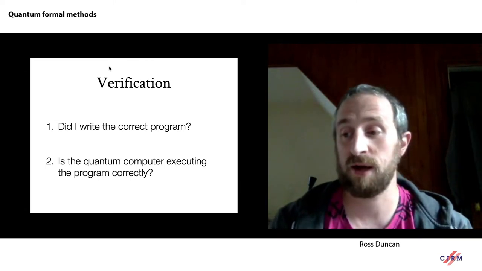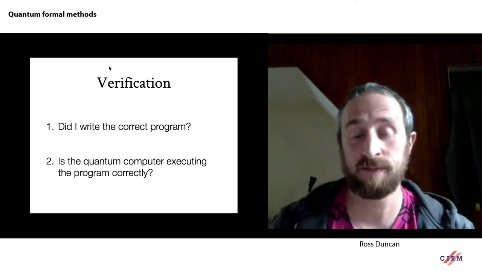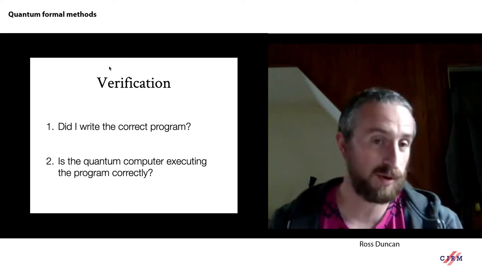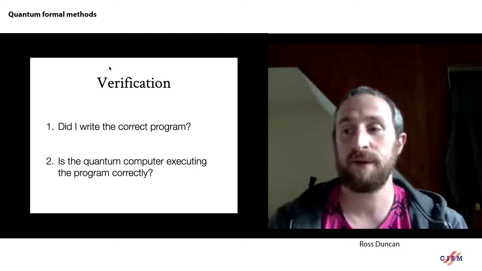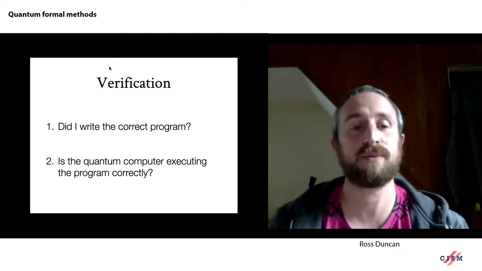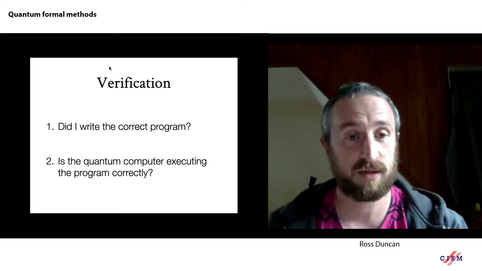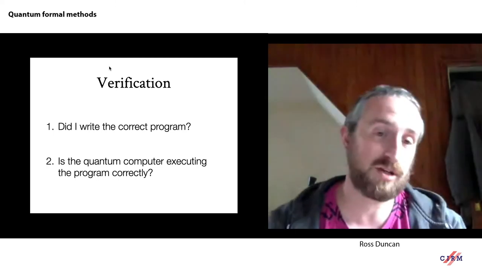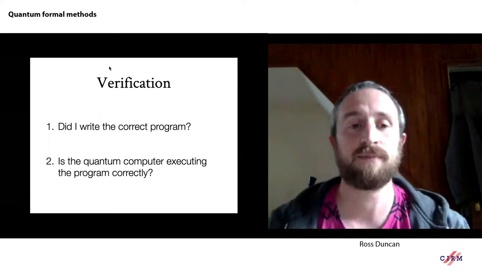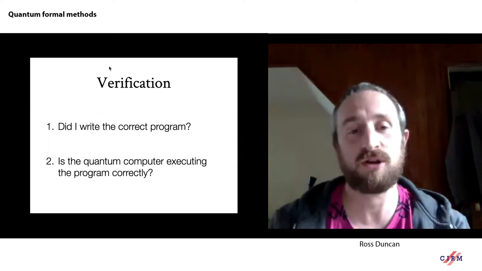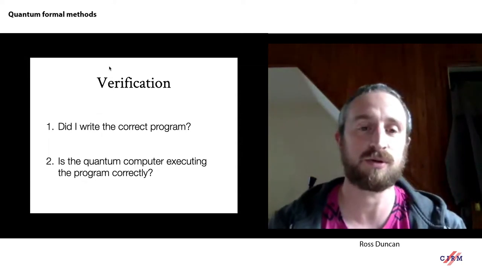So if your program is not correct, it might crash, or it might give the wrong answer when you ask a question to it, or it might deadlock, or display some other behavior that we don't want. And so you can think of the traditional verification as checking yourself. Did you write the correct program when you were typing your code into the editor?